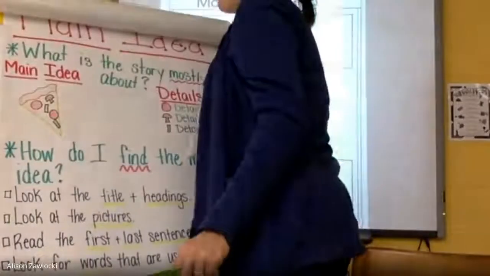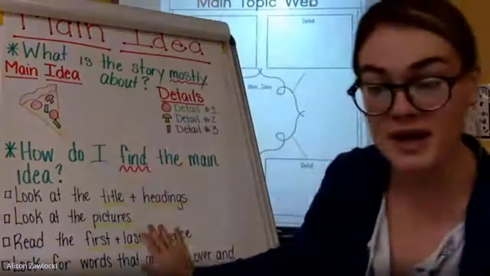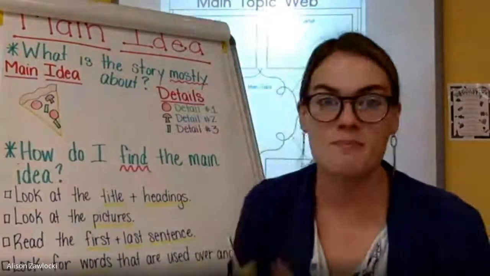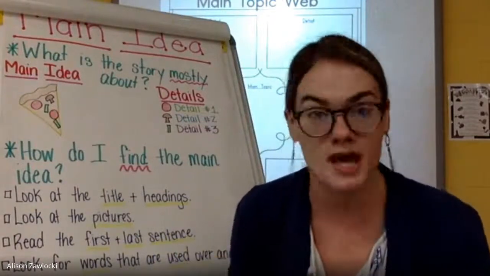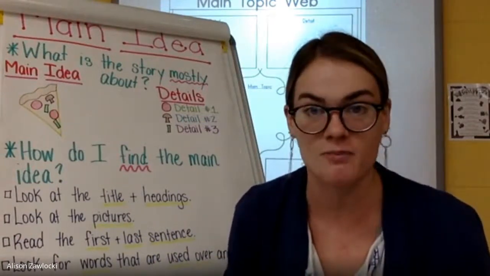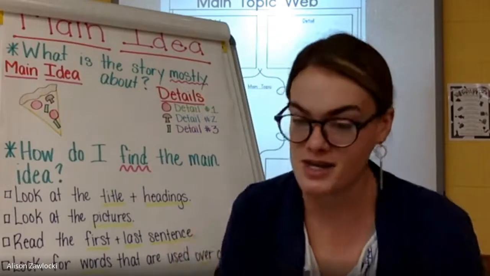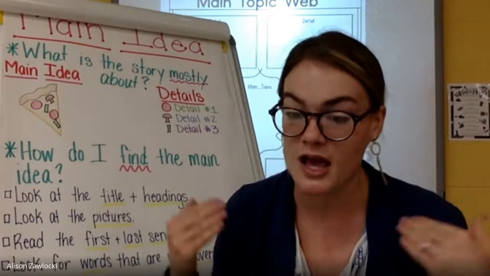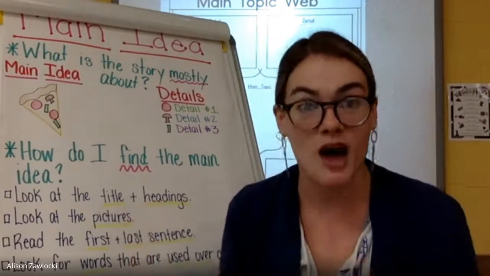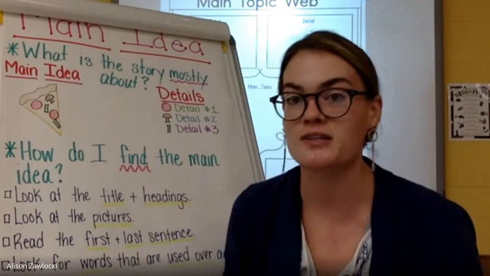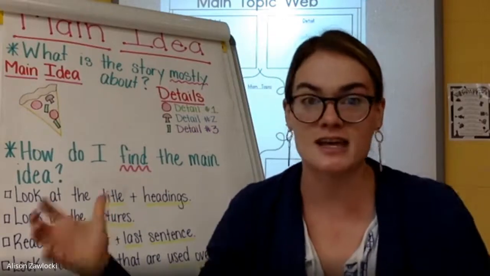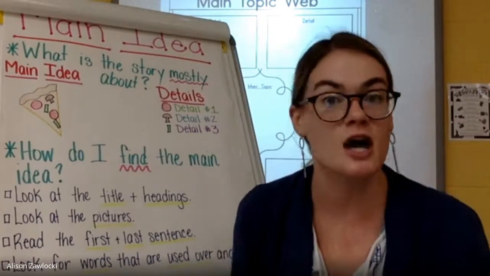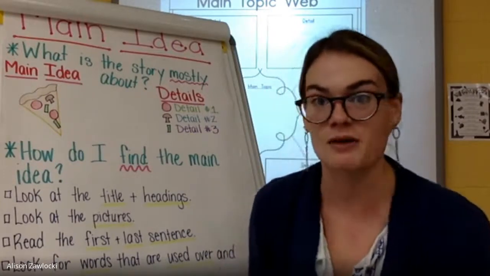We also learn about main topic, and a main topic is just 1 to 2 words that can sum up what the whole text is about. So that's a little bit different than the main idea, because the main idea is a statement that says the most important thought about the topic. Okay, so the main idea would be more of a sentence, where the main topic would be 1 to 2 words. So we're going to come up with our main topic together today about a book we get to read.